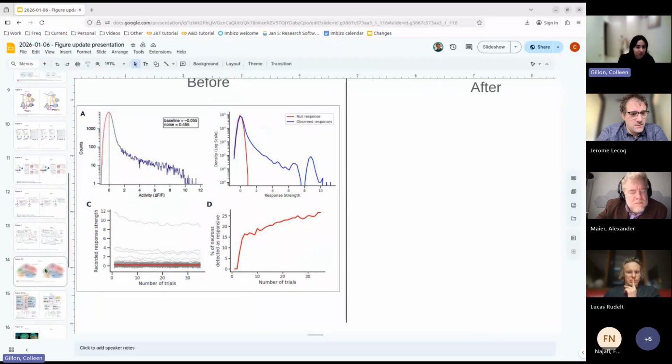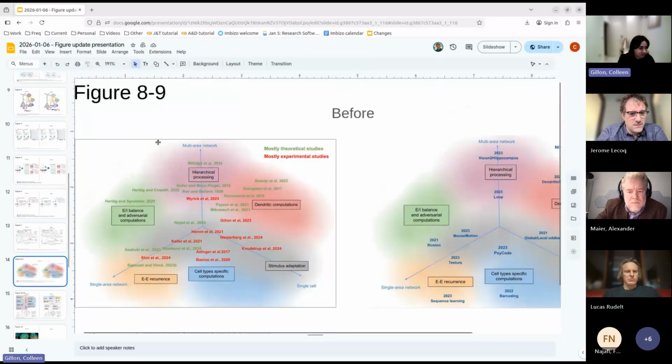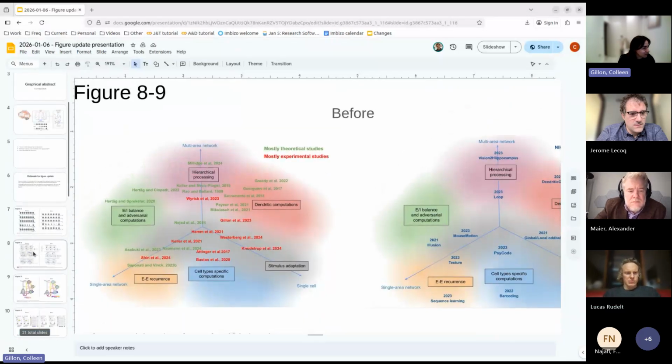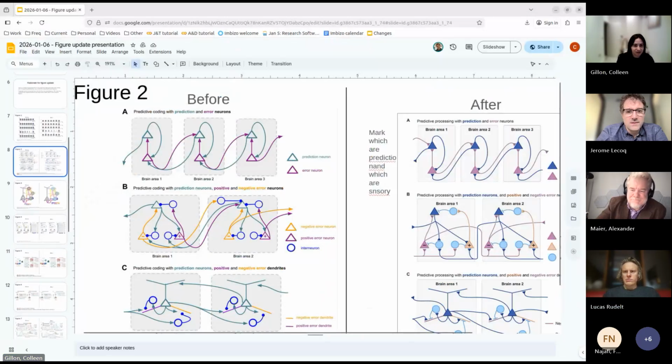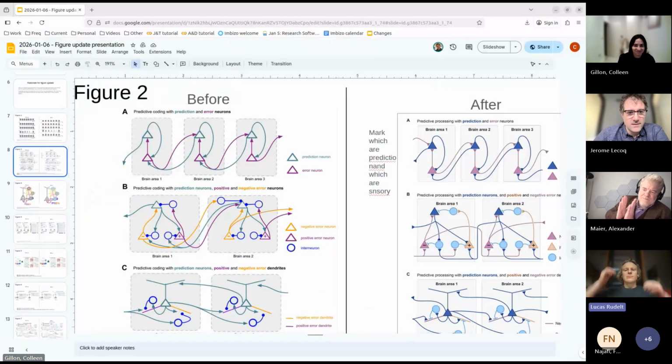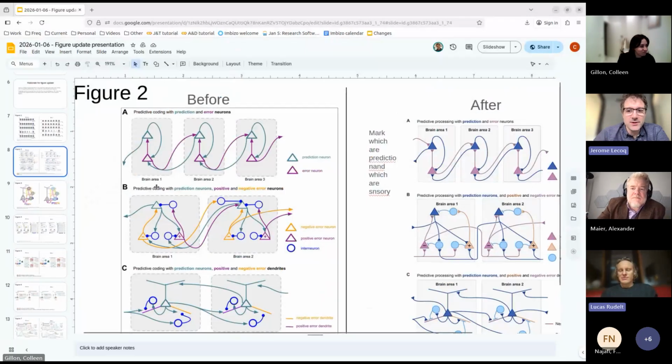So the big figures still to discuss are clearly figure 8, 9, and figure 2, and it looks like for the rest, we're pretty much good to go. And thank you so much, everyone, for taking the time to go through all of this. I want to especially thank Colleen and Benedict for doing this over the Christmas break.